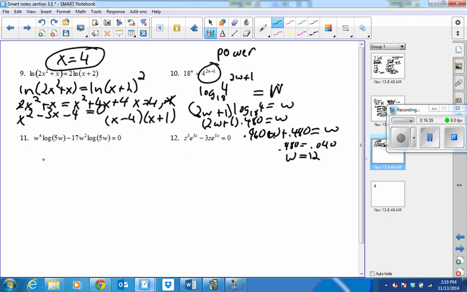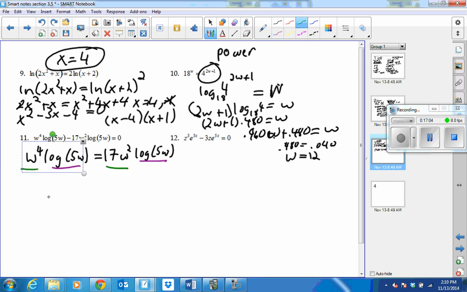So this next one, I am going to say w to the 4th log 5w. And I'm just going to add that other term to the other side. So that's going to equal 17w squared log 5w. Now, because these two parts are exactly the same, I know that these two parts must be equal to each other. So I'm just going to say w to the 4th equals 17w squared. Now, we can't just divide by w squared on both sides, because what if it were 0? So we're going to say w to the 4th minus 17w squared equals 0.